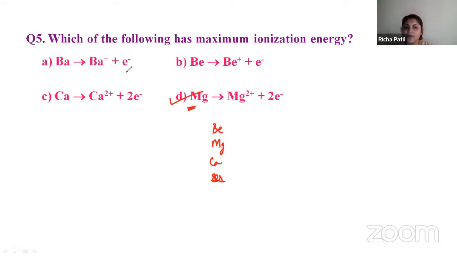Answer is D. This is with respect to only one electron. But comparing calcium and magnesium, magnesium will have more. Why? Because when you remove one electron, the nucleus will hold the outermost electron more tightly. So when you try to remove the second electron, the energy required will be more. It will have maximum ionization energy. So magnesium, D is the correct answer.